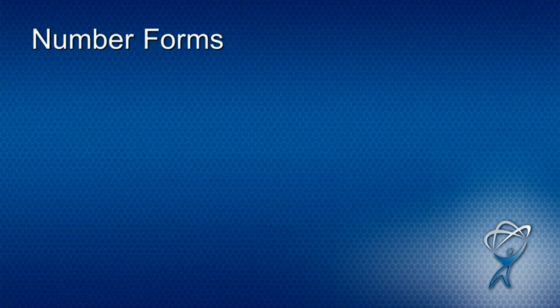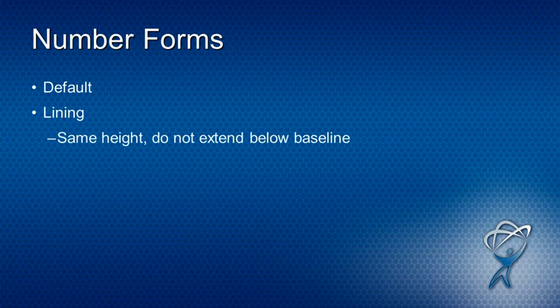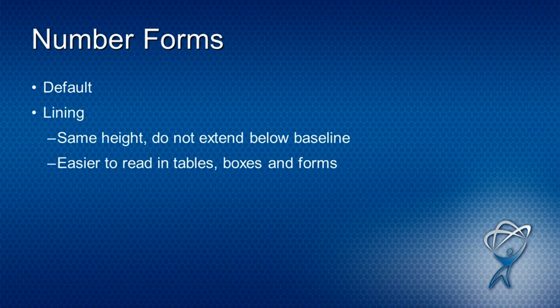The next thing we need to know about numbers is we do have different number forms. Of course, we have the default, which again is what we will see by default in any document. But we also can set it to use a lining number form. This means that all of the numbers are going to have the same height, and they do not extend below the baseline. The baseline is kind of that line that letters and numbers normally sit on. This makes them easier to read in tables, boxes, and on things like forms.